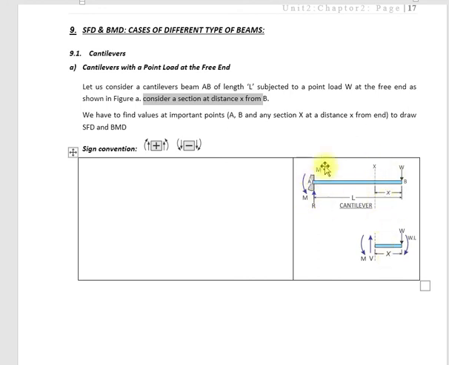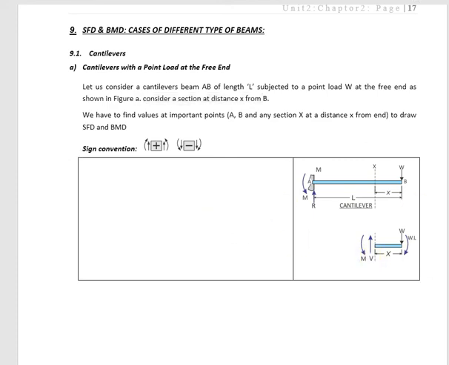We have removed this side of the beam. So to counter this load W, opposite load V, we are marking it here, and to counter this clockwise bending moment, we will apply a bending moment M. We will use subscripts Vx and Mx for the section X.